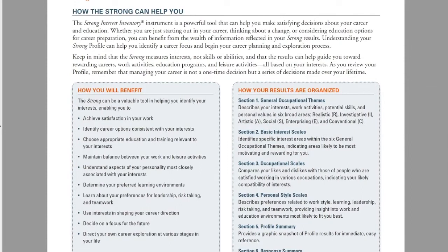The second page focuses on how the Strong Interest Inventory can help you. These two paragraphs here at the top of the page emphasize that the Strong Interest Inventory measures interests, not skills and abilities. I also like the statement in the second paragraph right down here that states that managing your career is not a one-time decision, but a series of decisions made over your lifetime. I suggest you save these results as you may want to review them again in a few months or even a few years.